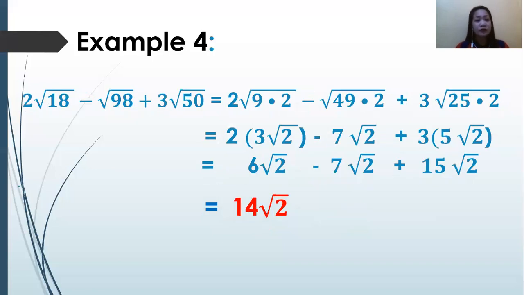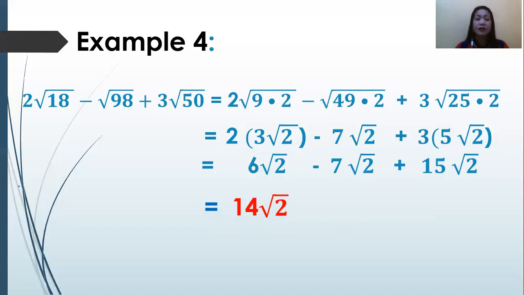Okay, example number 4. We have 2 square root of 18 minus the square root of 98 plus 3 square root of 50. Okay, again, same process. So copy the numerical coefficient of 2. Then for the square root of 18, we have 9 times 2. For the square root of 98, we have 49 times 2. And for the square root of 50, we have 25 times 2.